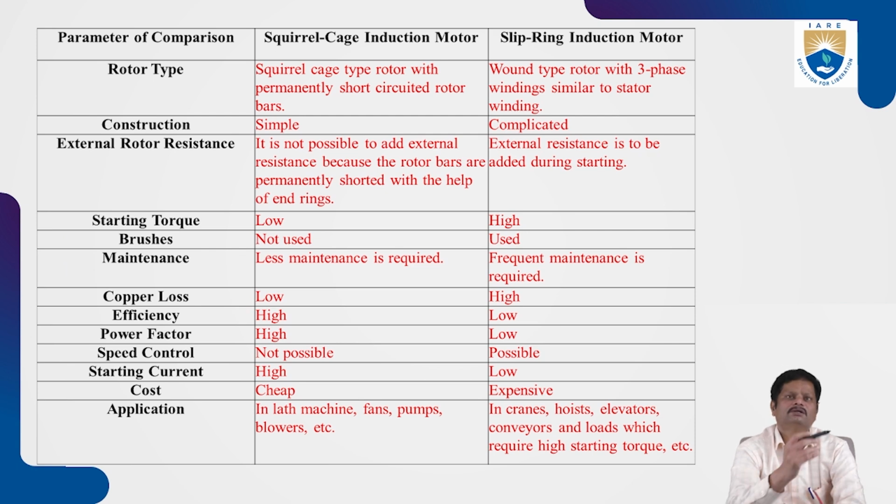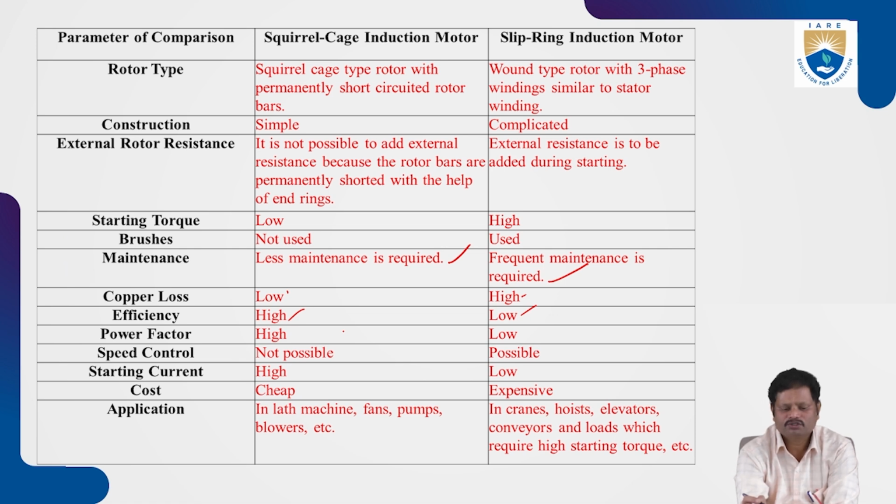Maintenance is very little in the squirrel cage induction motor, and somewhat frequent maintenance is required for slip ring induction motors. Copper losses are low for squirrel cage and high for slip ring. Efficiency is high for squirrel cage, and efficiency is low in the case of slip ring. Power factor is high for squirrel cage and low for slip ring.